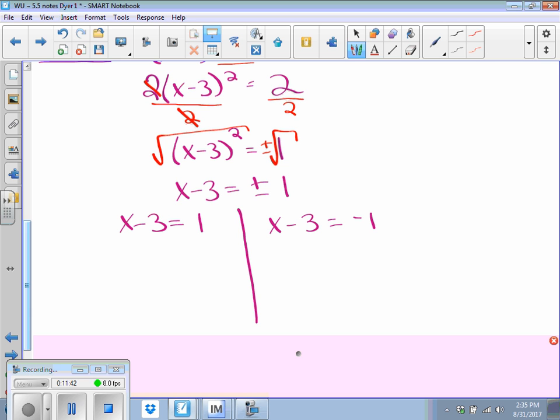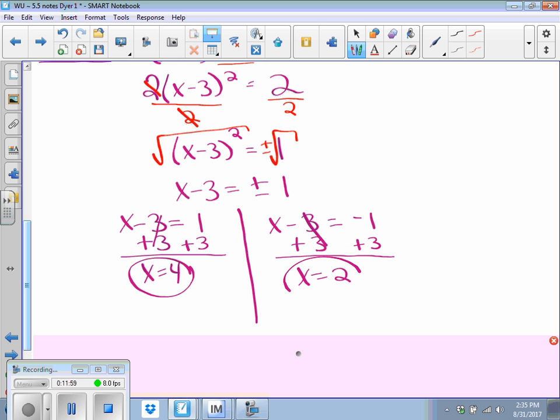Okay? That'll give you your 2 solutions. So in both cases, you're going to add 3 to both sides. So x equals 4. That's our first solution. And x equals 2. That's our second solution.